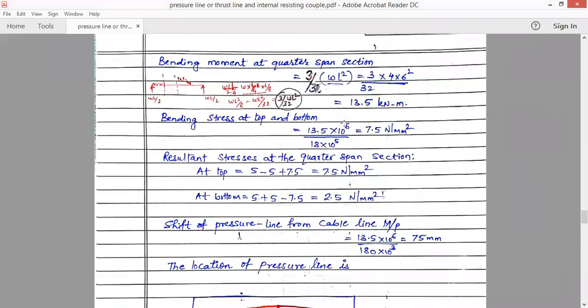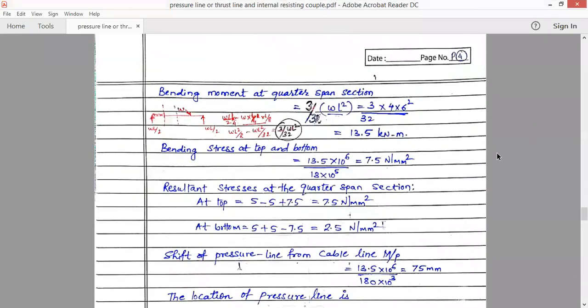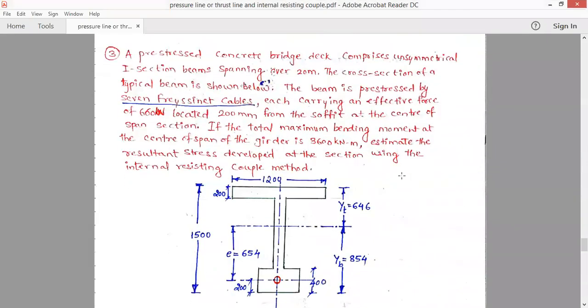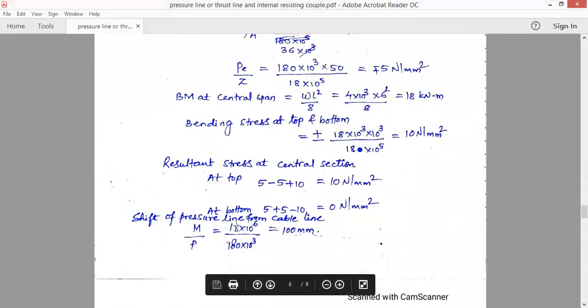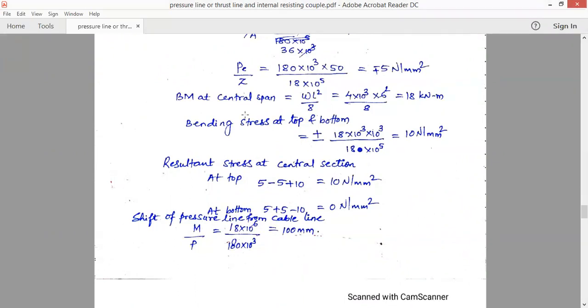So now we need at different locations. So we have considered here in this particular portion, in this particular portion we have obtained the value of M by P. So now we'll start calculating stresses at the different locations. So we have calculated the stress at the central span.